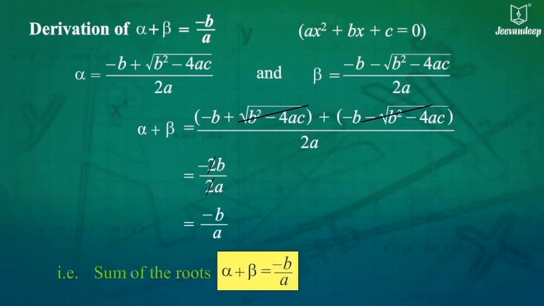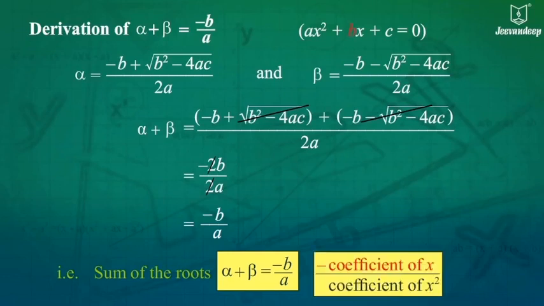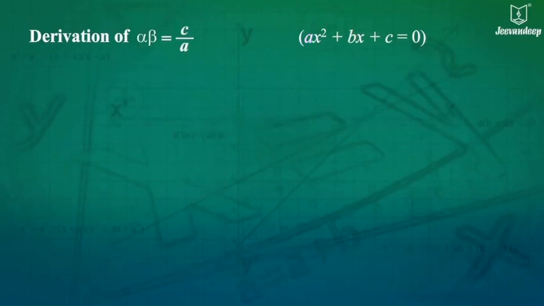Thus, sum of the roots is given by alpha plus beta is equal to minus b upon a, that is, minus coefficient of x upon coefficient of x square. Derivation.